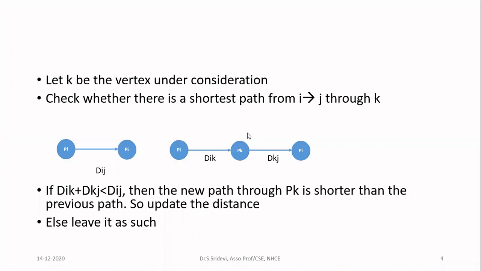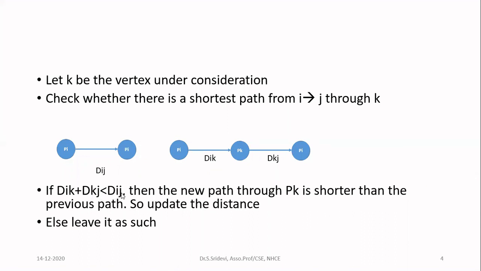So now we are currently considering the node K. I'll be checking whether I can go from the node Pi to Pj through the node K. If I go, there are two costs involved, that is, two distances involved. The first distance is the distance from Pi to Pk. Let me mark that as Dik. And the second distance is the distance from Pk to Pj. The last one is J. So let me mark that distance as Dkj. Now I'll be adding these two costs. When I add these two costs, I'll get the cost of going from Pi to Pj through Pk. So I will check if Dik plus Dkj is less than Dij.